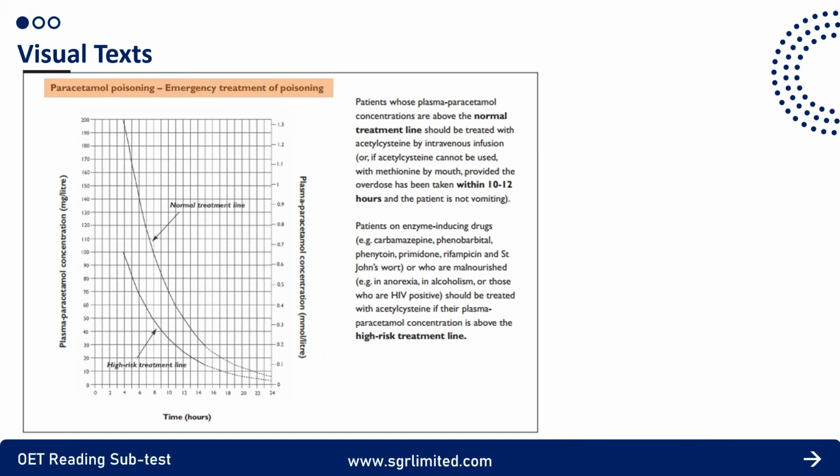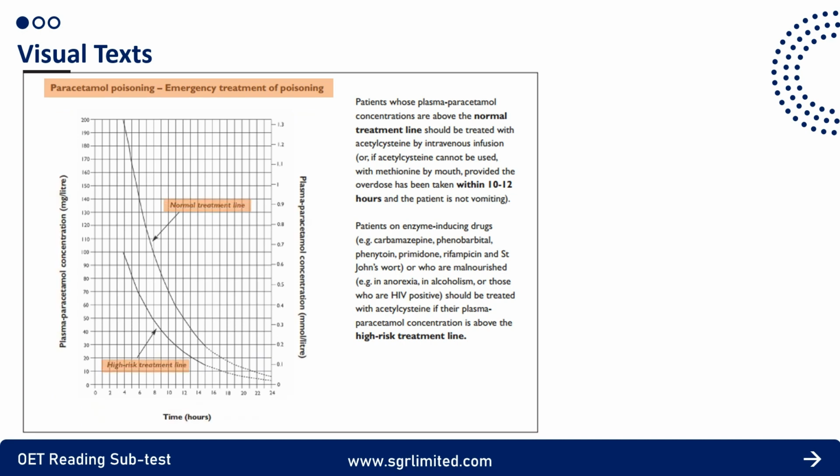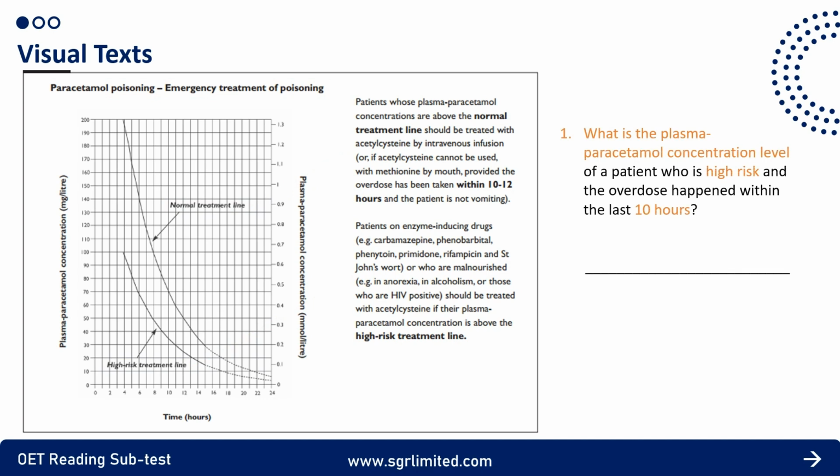Another type of visual text is a graph. Candidates won't be asked to make any calculations, but to simply find the answer based on the clues given in the question. For graphs, look for your heading, the X and the Y axis, and any other subheadings or topics within your text. In this graph, we also have two paragraphs on the side. By simply following the clues in your questions, you should be able to find your answer.